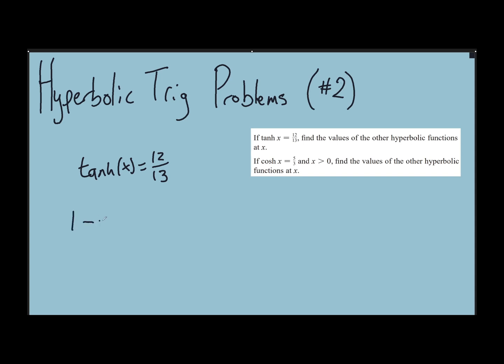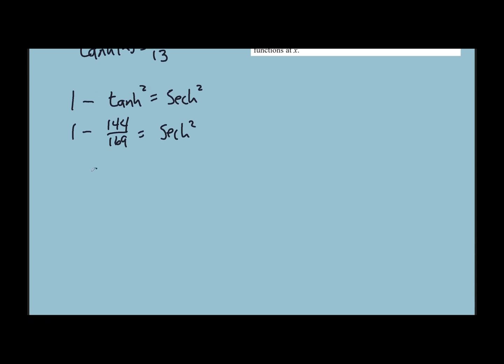I know that 1 minus hyperbolic tangent squared equals hyperbolic secant squared. We learned that identity in the explainer video somewhere. The links are in the description. So we could write 1 minus 144 over 169 equals hyperbolic secant squared. And that means hyperbolic secant squared is going to equal 25 over 169. So take the square root. I'm going to get 5 over 13. Yeah?